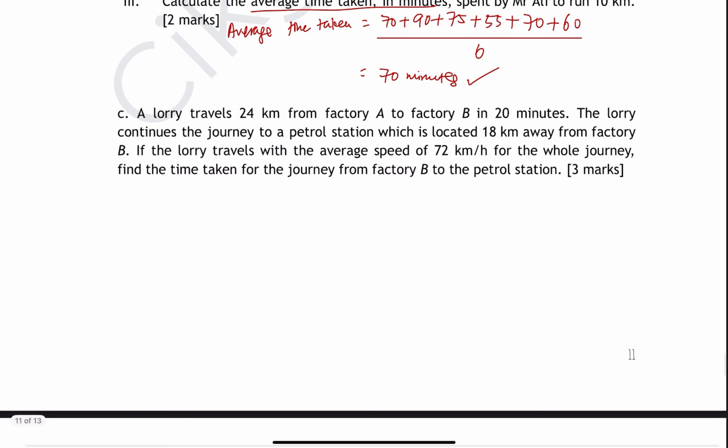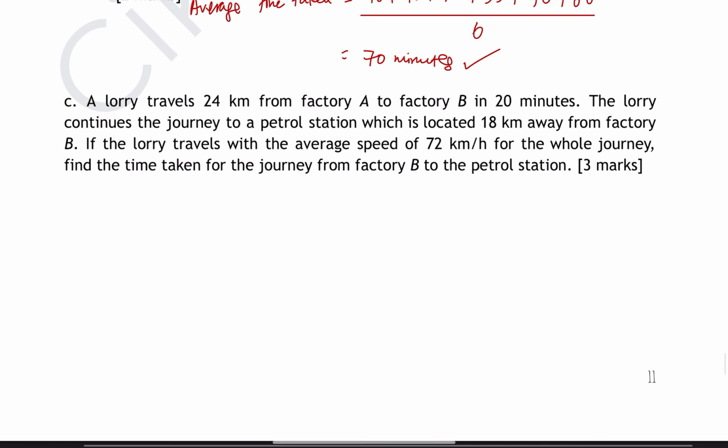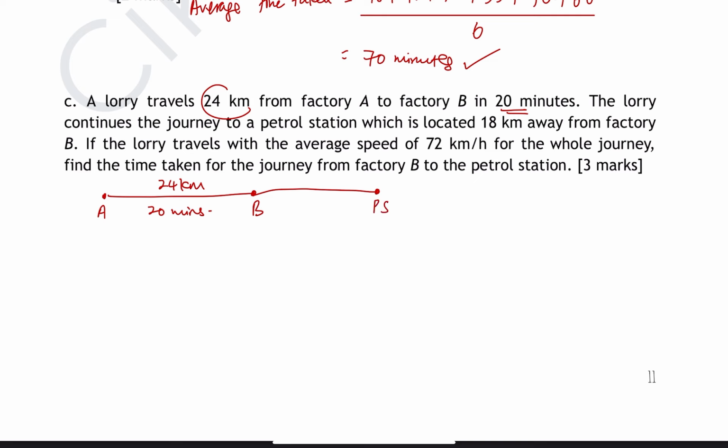Okay, for C, a lorry travels 24 km from factory A to factory B in 20 minutes. So again, in this case, where you can see a very lengthy sentence, you can just try to draft, right? So factory A, this is your A, you are moving it to factory B for 24 km, and this is done in 20 minutes. Right? The lorry continues the journey to a petrol station, which is located 18 km from factory B. So from here, you have another petrol station. This is 18 km.